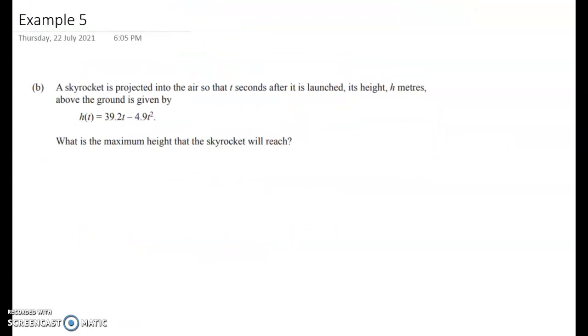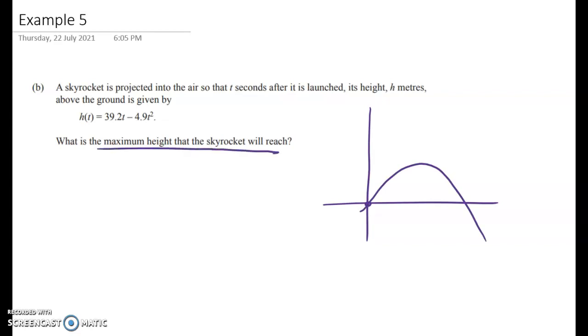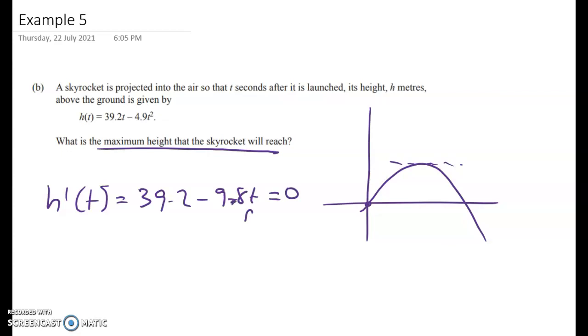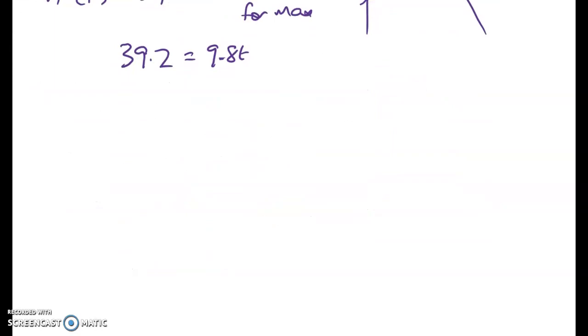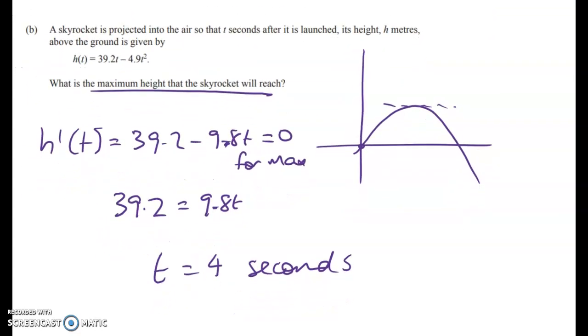Right, one more example. We've got a skyrocket being projected into the air. So in this case, we do have an upside down parabola. What is the maximum height that the skyrocket will reach? And again, we're going to do it using calculus. So we're looking for when the gradient will be 0. So h dash of t is 39.2 minus 9.8t. That has to equal 0 for a max. 39.2 is equal to 9.8t. That gives us t is equal to 4. I think it's seconds. Is it seconds? It must be. Yep, seconds.